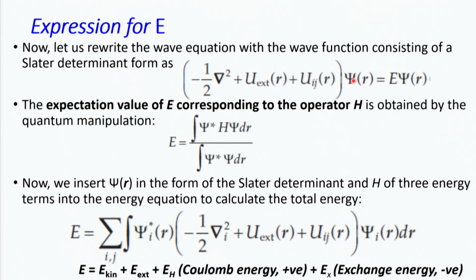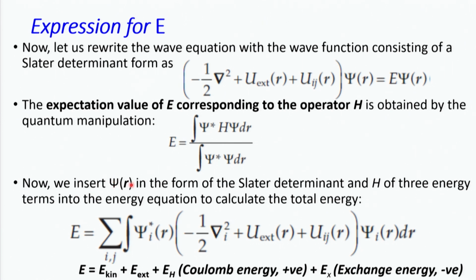Generally in quantum mechanics it is a kind of probabilistic case. So instead of the numerical average, we go for the expectation value of any observable, in this case energy. The expectation value of energy corresponding to the operator H is obtained by quantum manipulation like this. Essentially you take the complex conjugate of the wave function and use the corresponding operator, in this case for energy the Hamiltonian operator, and in order to make it a normalized one, you need to take the self integral.